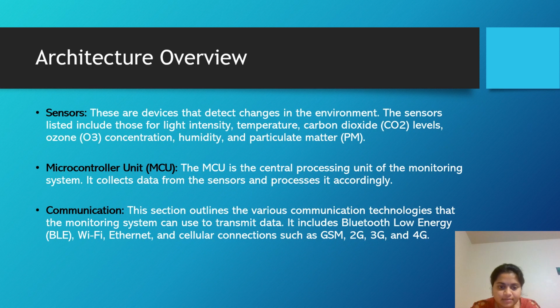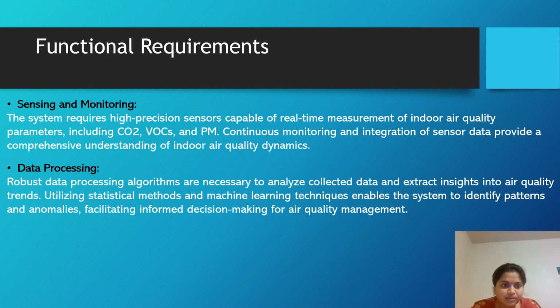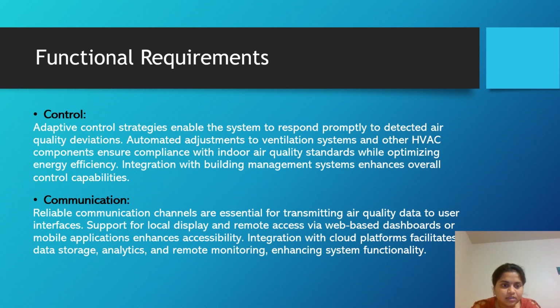Coming to the next slide, these are the functional requirements: sensing and monitoring, data processing. Here are the functional requirements: the system needs to accurately measure things like CO2, VOCs, and particulate matter in real time. It also needs to process the data quickly and make decisions if something is wrong. It is able to communicate this information to us.